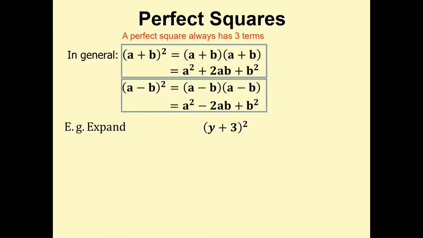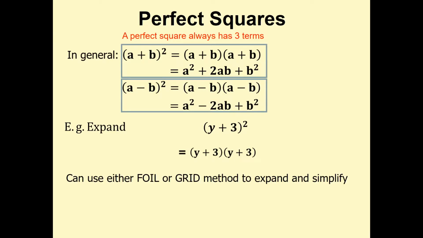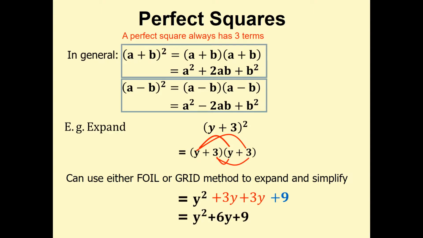So expand and simplify. So if you're given y plus 3 squared, we know that it can be written as y plus 3 into y plus 3. And then using either FOIL method or grid method, you can expand and simplify this. Y times y gives you y squared, and y times +3 is +3y, then +3 times y is +3y as well, and then 3 times 3 is +9, and then 3 y's are like terms. We can simplify it further, so that gives you y squared plus 6y plus 9.